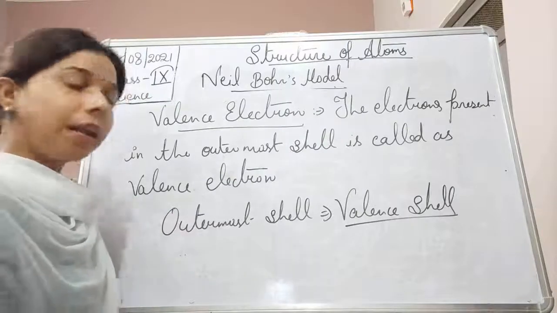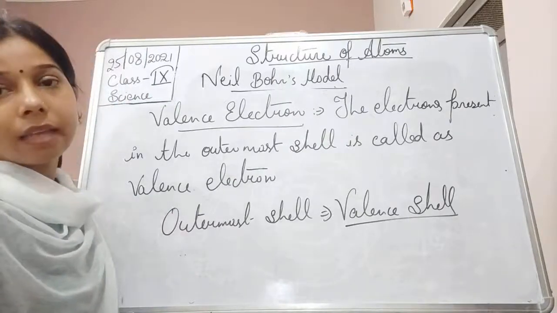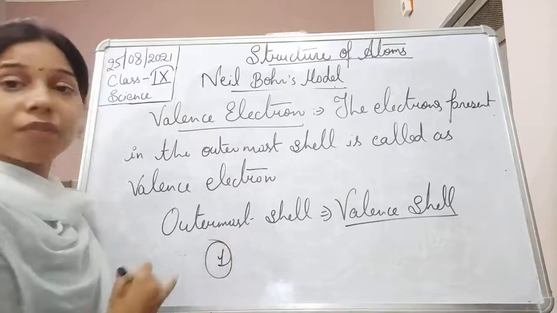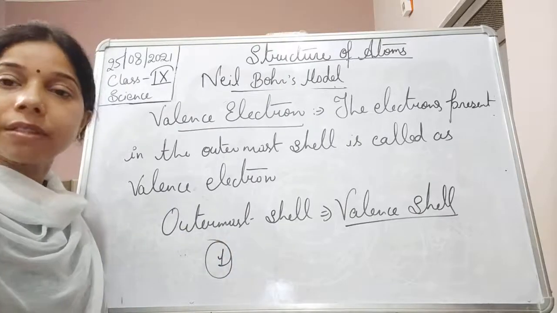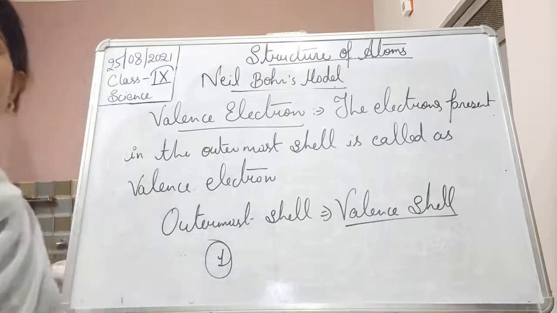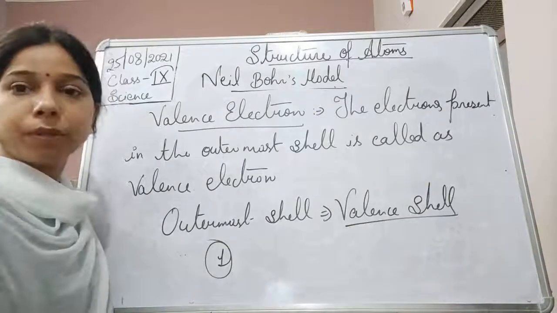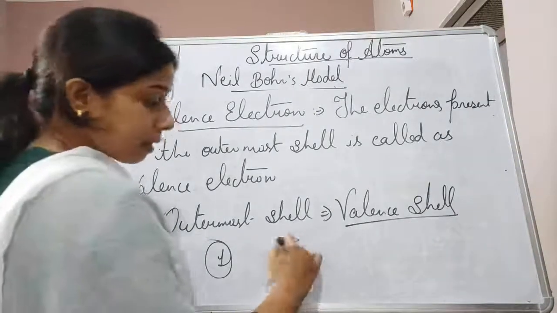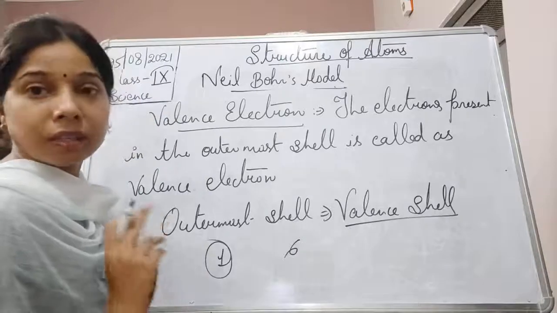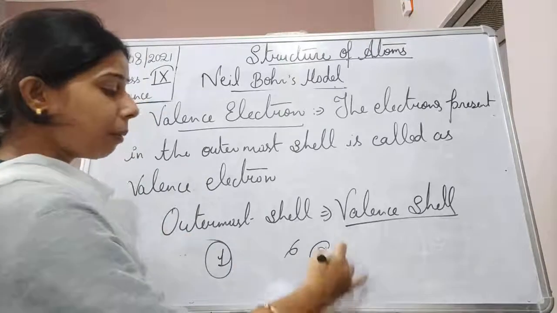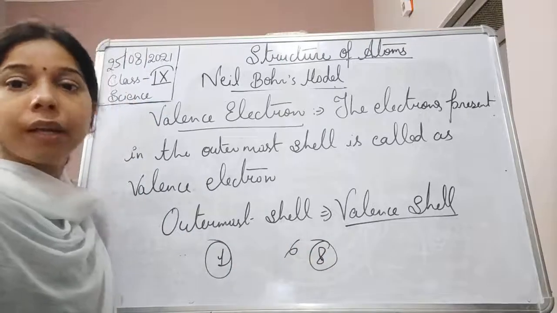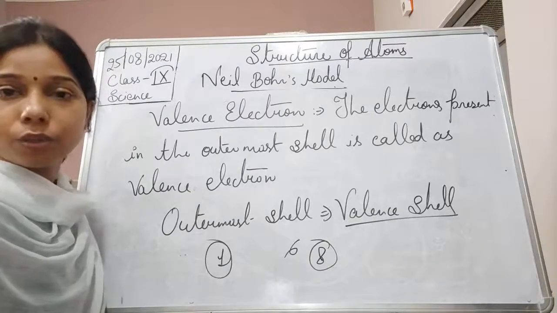So if the last shell is having 1 electron, the valence electron will be 1. If it is having 2 electrons, then the valence electron will be 2. If it is having 6, then the valence electron will be 6. If it is having 8, maximum it can have only 8. So 8 will be the valence electron. Okay.